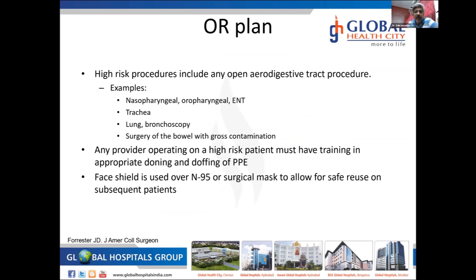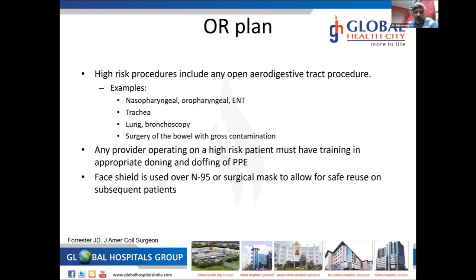So high-risk procedures, which that table just had, would include anything which involves the upper airway. So nasopharyngeal, oropharyngeal, ENT. Please also include transsphenoidal surgeries in this. The surgeries involving the trachea, the lung, the bronchoscopy, or surgery of the bowel where you open the bowel with gross contamination, because we now know that there are GI manifestations of this. So if you're opening the bowel, that's a bit of a risk with gross contamination, not doing some resection with laparoscopy. That would not be a huge risk.